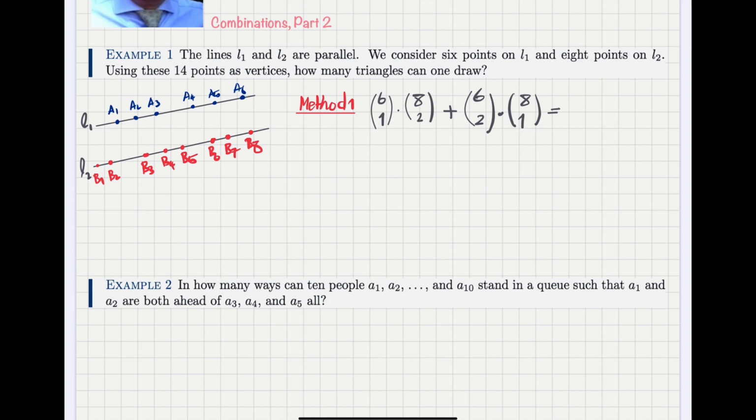Just 6. I have 6 points and I want to choose one of them. Definitely there are only 6 ways to do that. You can also confirm that using the formula. This one becomes 6.